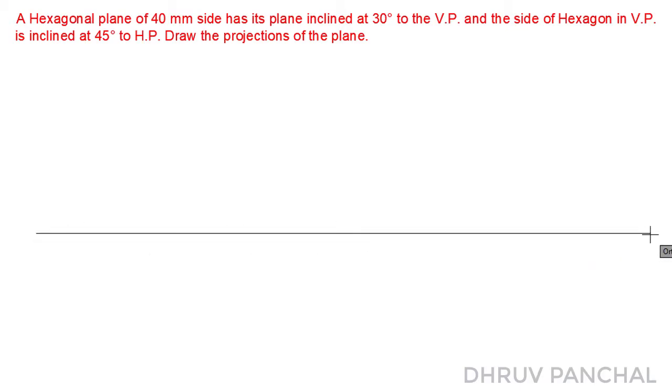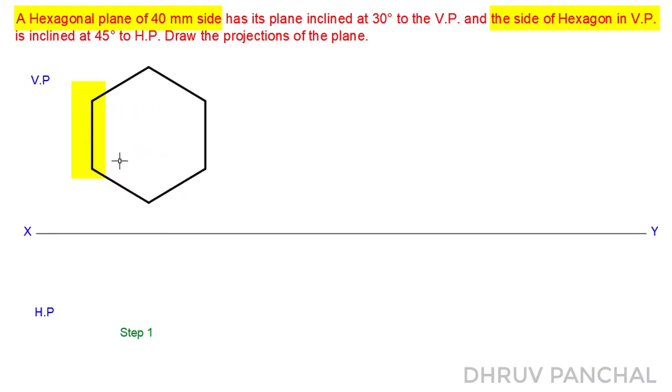To solve this problem, draw a horizontal line XY and mention the vertical plane above line XY and the horizontal plane below line XY. As per the given data, the side of the hexagonal plane is in the vertical plane. So in step 1, we will assume that the hexagonal plane is resting in the vertical plane. In that case, the front view will give the true shape of the hexagonal plane. So as per the dimension, draw a hexagonal plane of 40 mm side as shown.